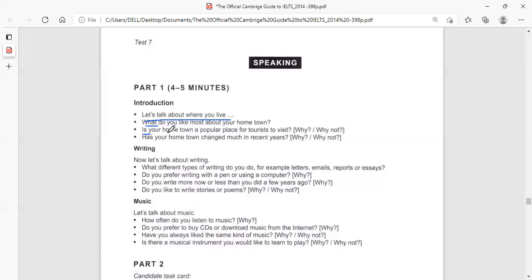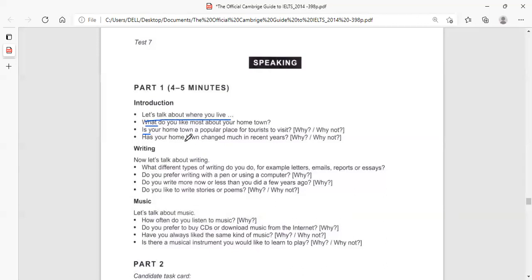Are you starting with a yes or no, and then you're explaining? If you're saying yes, it is a popular place for tourists to visit, then you're mentioning why. You're probably mentioning a couple of tourist places and why they are famous, or why tourists are attracted or allured or tempted to visit those. Clear?